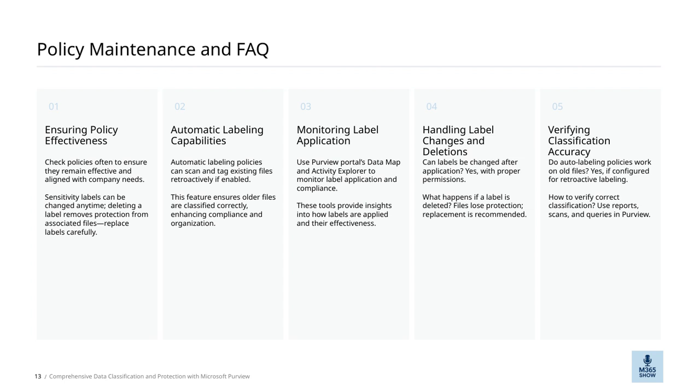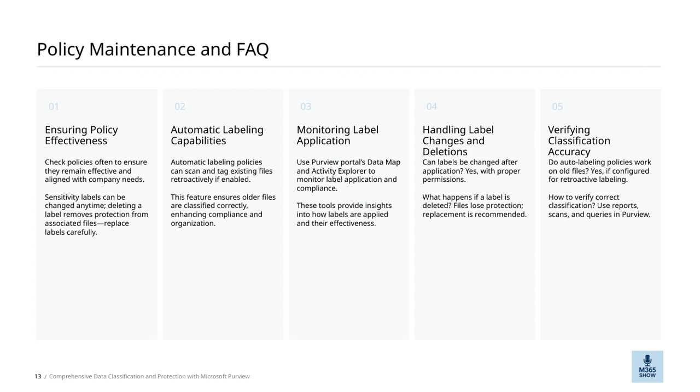Next, how can you verify that files are correctly classified? You should use reports, scans, and queries available in Microsoft Purview. These tools help you confirm that labels are applied accurately and that your data is properly protected. Moving on, can labels be changed after they are applied? Yes, they can, but you need to have the proper permissions to do so. It's important to manage label changes carefully to maintain security and compliance.